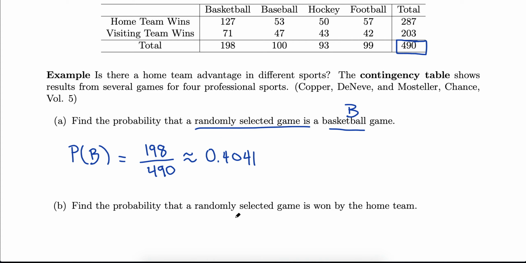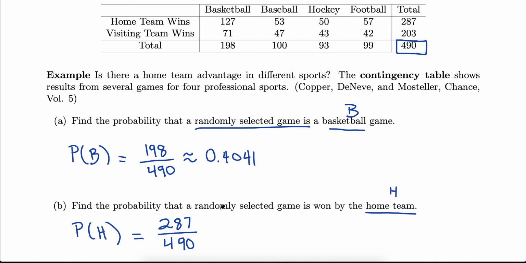The next one, find the probability it's won by the home team. So I'll define that just to be H. So probability of H, the home team. Take a look at the chart. What do you guys think that is? Right, 287. There are 287 games that were won by the home team out of the 490 total games.